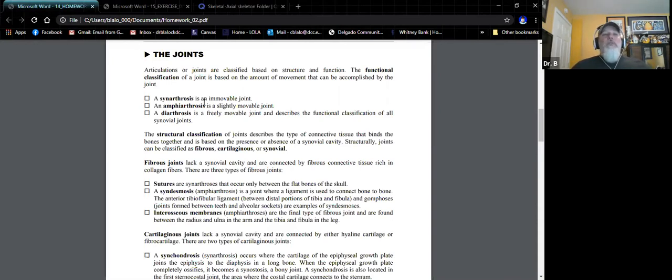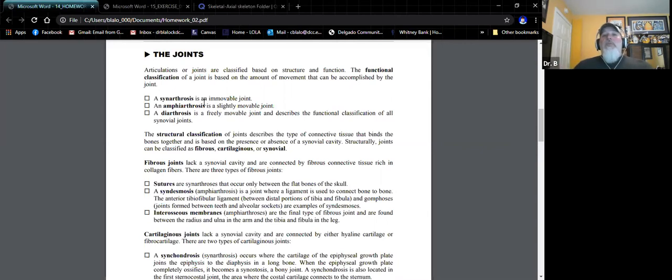From a functional classification, we can refer to joints as one of three different ways. We can say that the joints are either synarthritic, synarthrosis. We can say that they're amphiarthritic or amphiarthrosis, or we can say that they're diarthritic or diarthrosis. Diarthrosis just describes the joint as what that joint is, and diarthritic is describing it from an adjective standpoint.